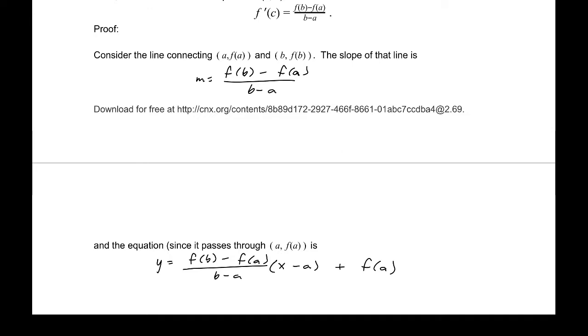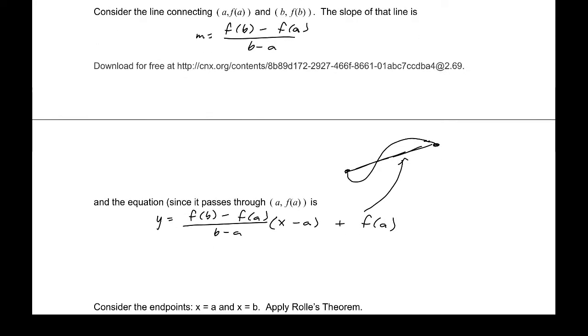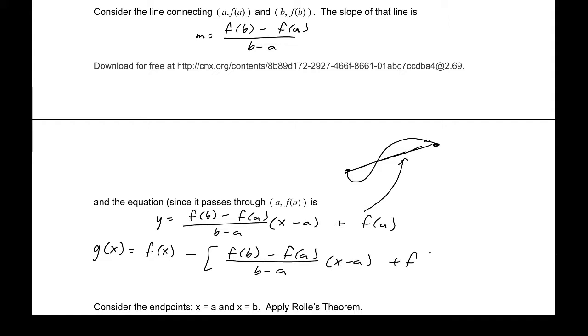So that is the line that goes through the two points. Looking at our graph, looking at that picture, that is this. That is the equation of that line right there. Now we're going to introduce a new function, and we're just going to call it g of x, which is f of x minus that line: f of x minus f of b minus f of a over b minus a times x minus a, plus f of a.